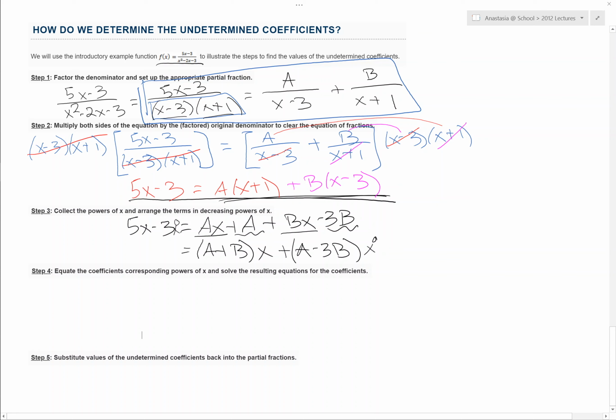Hello, in this video we're continuing our discussion of determining the values of the undetermined coefficients, focusing on step 4, which says to equate the coefficients of corresponding powers of x and solve the resulting equations for the coefficients. So what I mean by this is we have an x term on the right and we have an x term on the left. That must mean that 5 and a plus b are equal to each other. So a plus b equals 5.